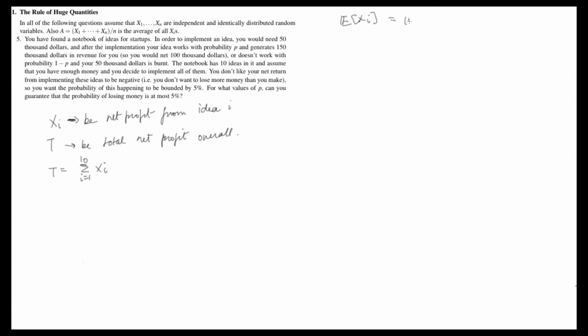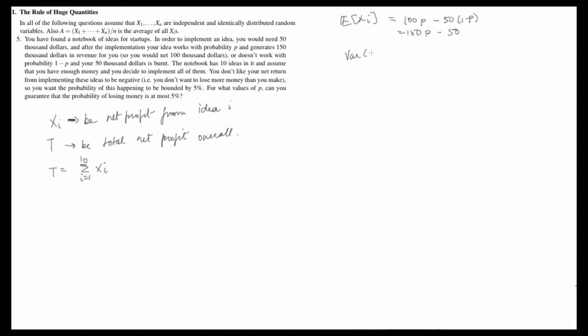So expectation of Xi, you gain $150, but you lose 50. So with probability P, you gain $100, and with probability 1 minus P, you lose your $50, right? Which is just equal to 150P minus 50.